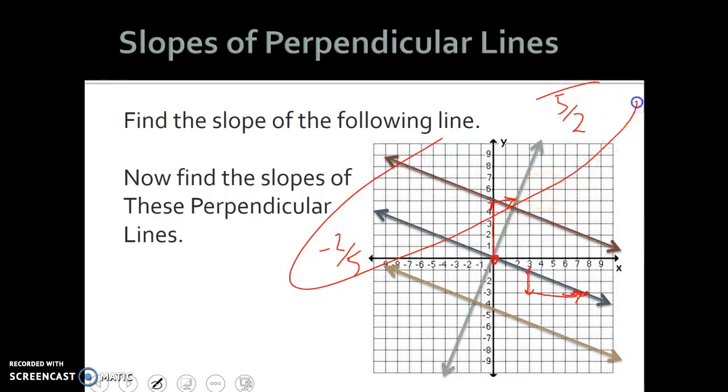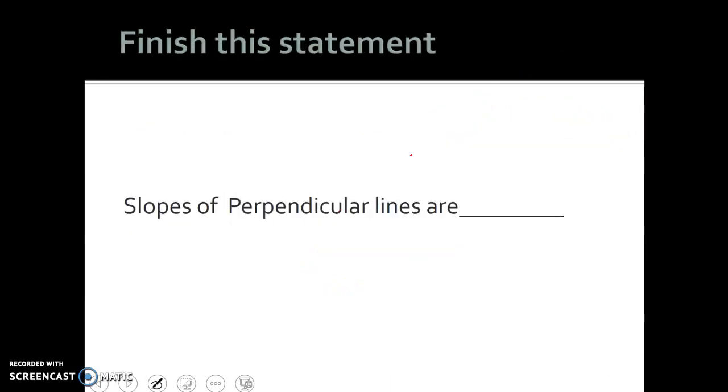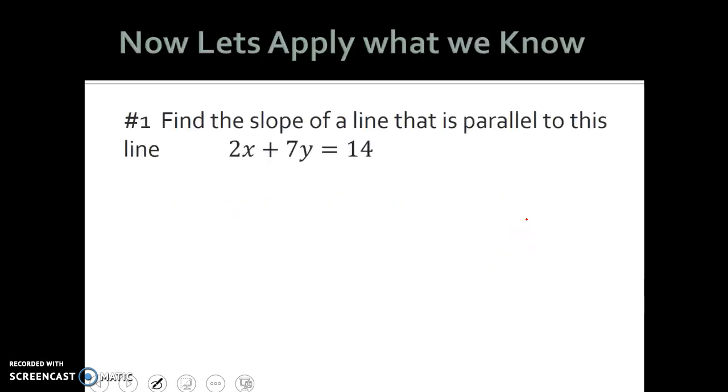Well, these two things right here are opposite reciprocals of each other, 5 halves and negative 2 fifths. So slopes of perpendicular lines are opposite reciprocals. Opposite means that they are different signs, so if one's positive, the other's negative, and reciprocals means that they're flipped, so 2 over 3 and 3 over 2 are reciprocals of each other. And so let's just do some real quick problems here that deal with this.